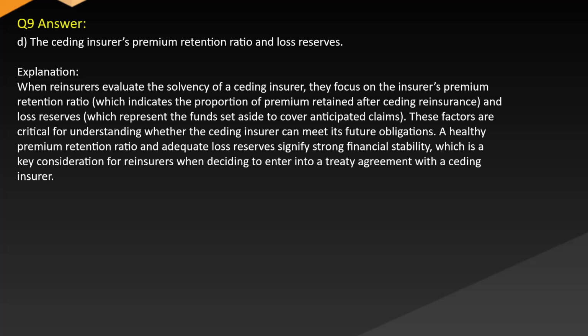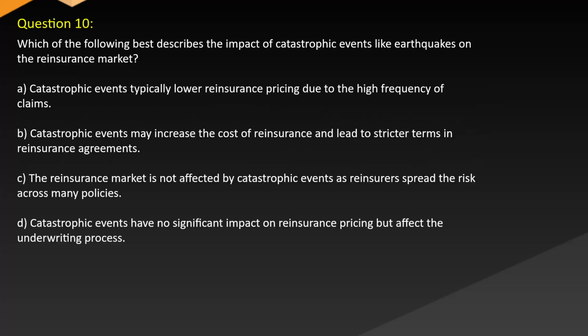A healthy premium retention ratio and adequate loss reserves signify strong financial stability, which is a key consideration for reinsurers when deciding to enter into a treaty agreement with a ceding insurer. Question 10. Which of the following best describes the impact of catastrophic events like earthquakes on the reinsurance market?